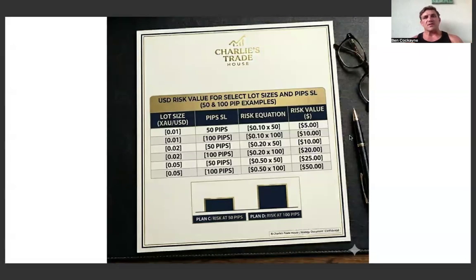0.02 just means that you're then going to risk 20 cents per pip, which on a 50 pip stop loss would equate to $10. So, like I said, once you get your head around this equation of pips and lot sizes, that's going to put you in a better position to understand your risk every time you're taking a trade.